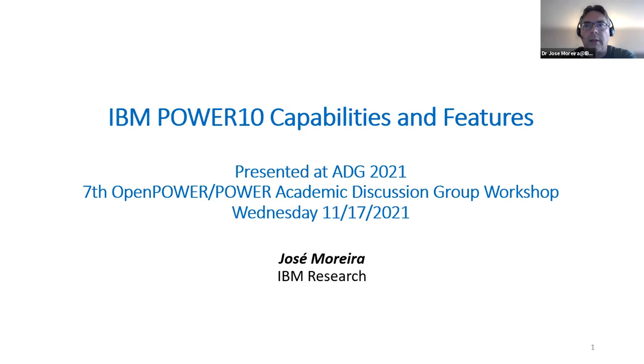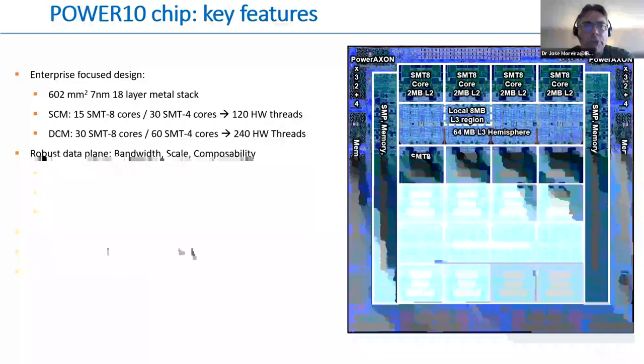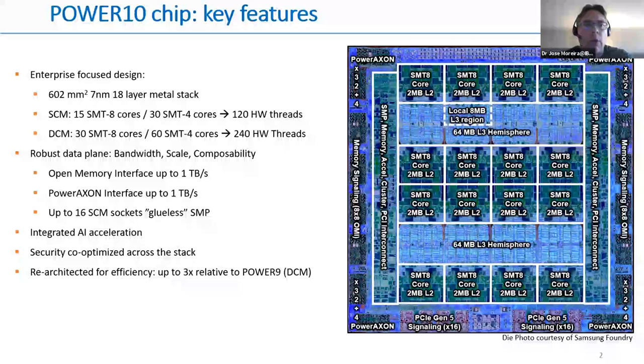So let's talk about the key features of the POWER10 chip, the hardware that actually is the foundation of POWER10 systems. This is a processor chip with 600 square millimeters. So it's big, and we can actually make packages with multiple chips in a single module. So we'll talk about that later. It uses 18 layers of metal. So it's a very interconnected chip. And this is really part of what makes it a really superior server chip.